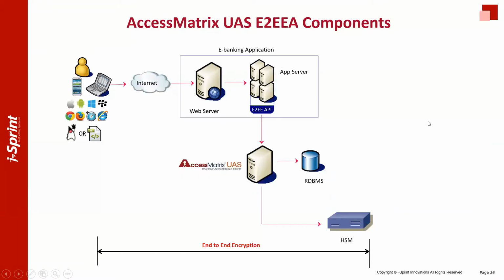Okay. So for the backend components, just now the demo was on the browser itself, and the same can be applied on mobile. And then this is the web server. The app server will call the E2E API to the UAS server. And if HSM is included for the password verification, then the password will be end-to-end encrypted from the point of data entry to the point of decryption, so that no one can access the password in clear text.